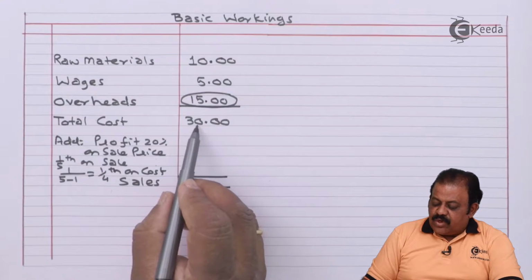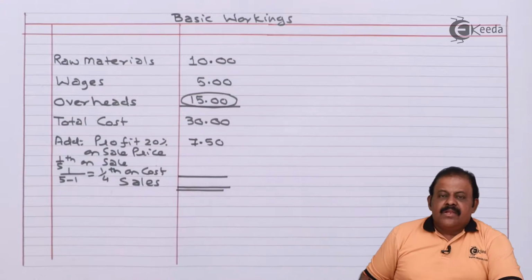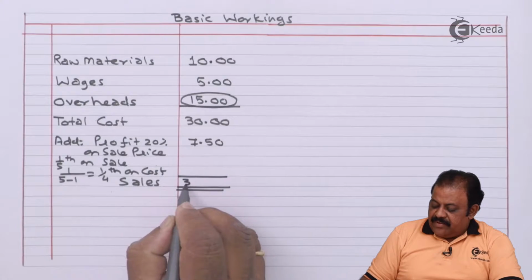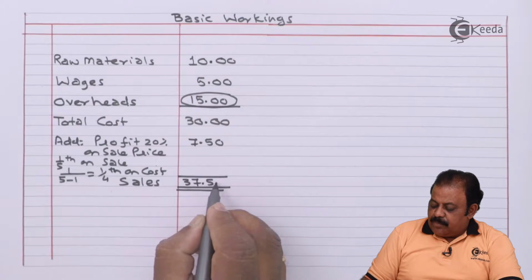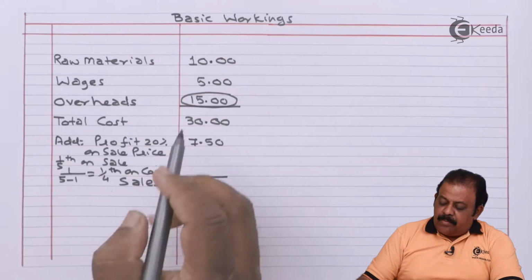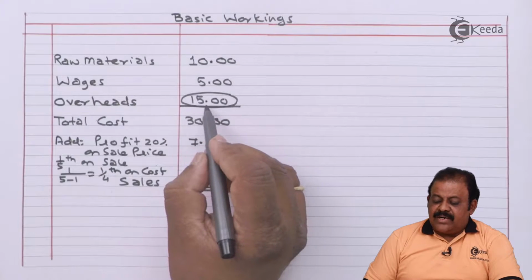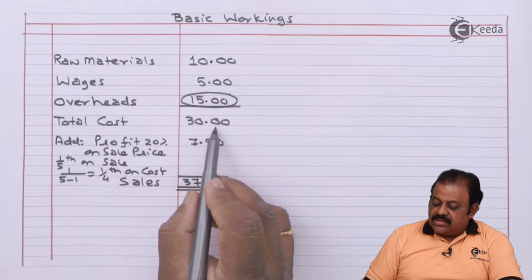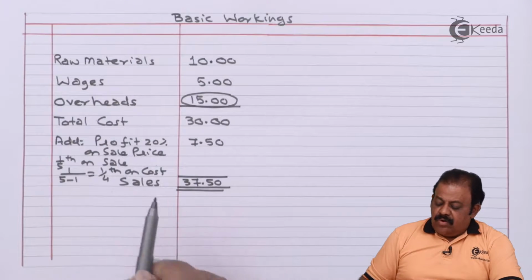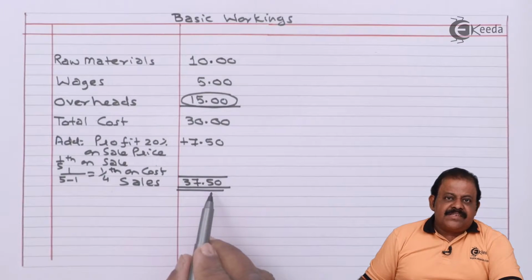So we'll have to take 1/4 of 30 rupees, that will be our profit. It comes to 7 rupees 50 paise. To total cost we'll add this profit. Finally we arrive at sale price 37 rupees 50 paise. So we got here the basic calculation of cost. Raw material 10 rupees, wages 5 rupees, overheads was the missing figure, we calculated that as 15 rupees, total cost was given 30 rupees. Profit we have calculated based on cost, it was given on sales, we have converted it. So finally selling price we got 37 rupees 50 paise.